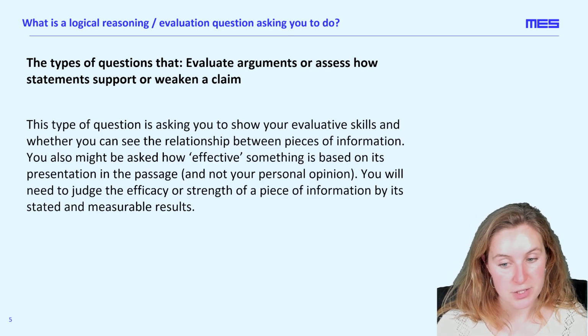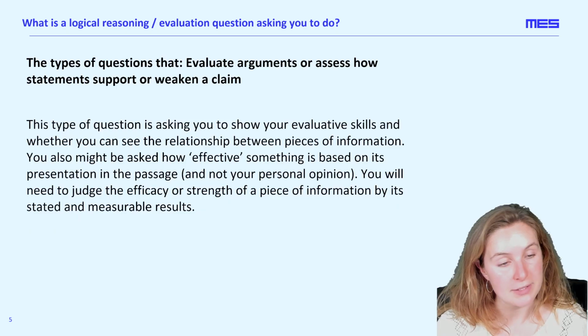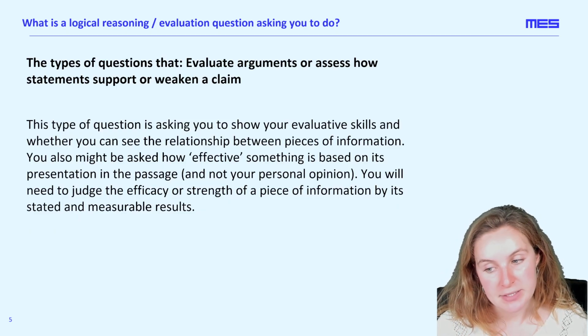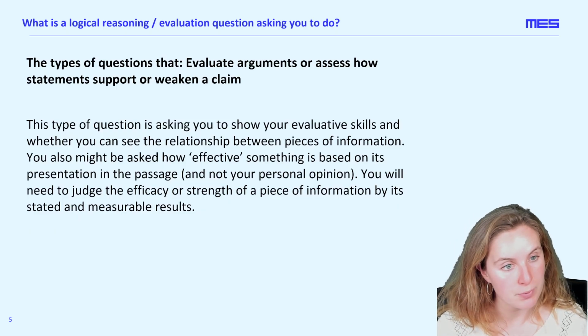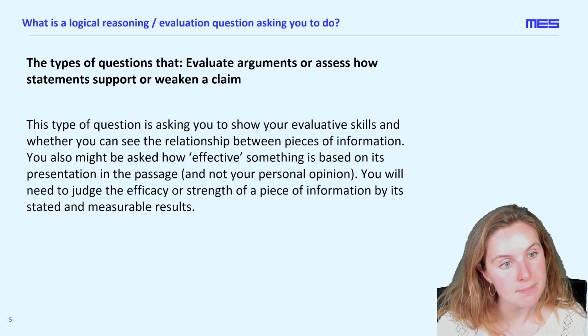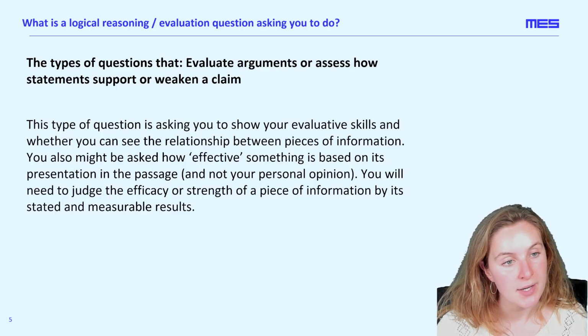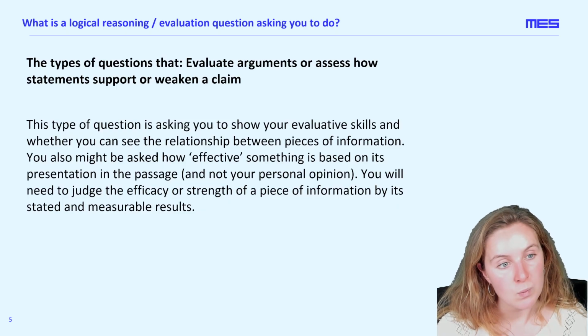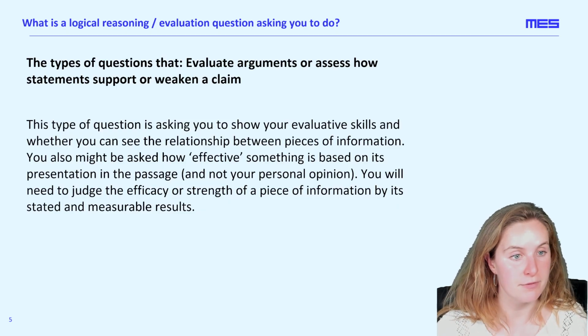You'll also need to judge the efficacy or strength or relative weakness of a piece of information by its stated and measurable results. That's important, that last part there. Not how strong or weak you think it is, but based on the information that you're given, which is presented as the strongest or weakest piece of information.